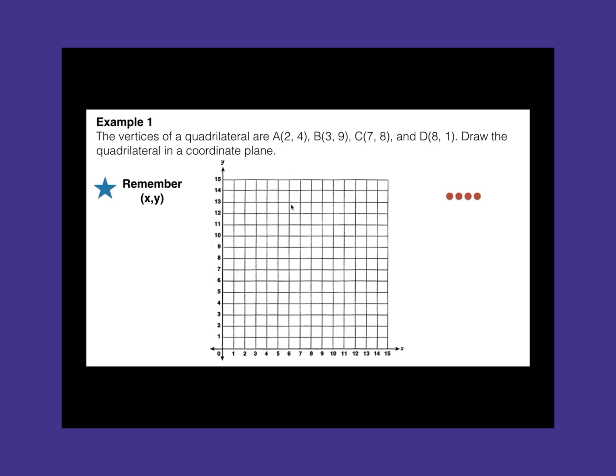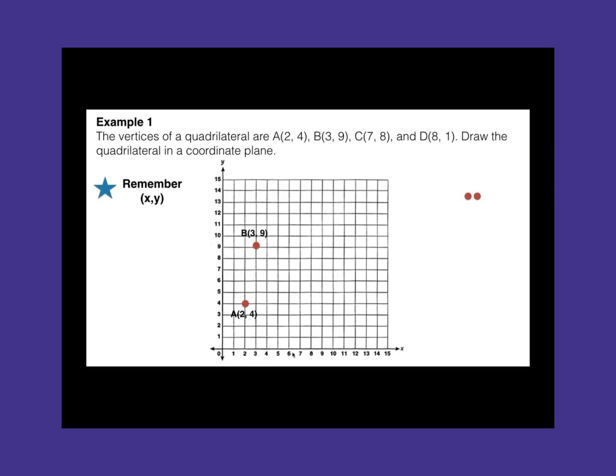Okay, so A, I'm going to plot that. Again, I said over 2, right? That's the x. Up 4, that point is going to go right there. And then whenever you plot points in a coordinate plane, always label them. So we're just going to call that A, and that's at (2, 4). Next, B is at (3, 9). Again, 3 is the x coordinate, so on my x-axis, I'm going over 3, then all the way up to 9. And that is where that point is going. Again, label it. B is at (3, 9).